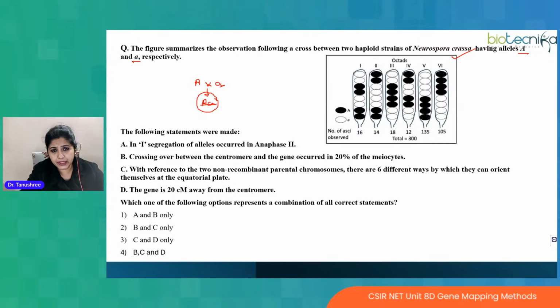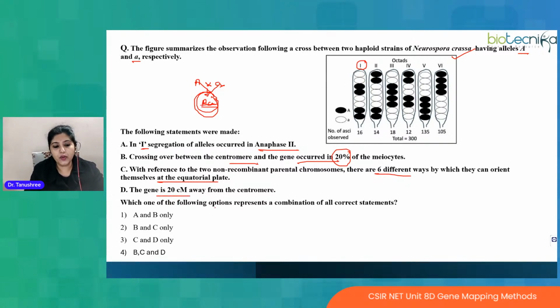So the following statements were made. Fusion of these two cells results in a nucleus that is heterozygous, right? The following statements were made, numbered here in Roman. A, segregation of alleles occurred in anaphase 2. B, crossing over between the centromere and the gene occurred in 20% of the meiocytes. C, with reference to the two non-recombinant parental chromosomes, there are 6 different ways by which they can orient themselves at the equatorial plate. And D, the gene is 20 centimorgan away from the centromere.